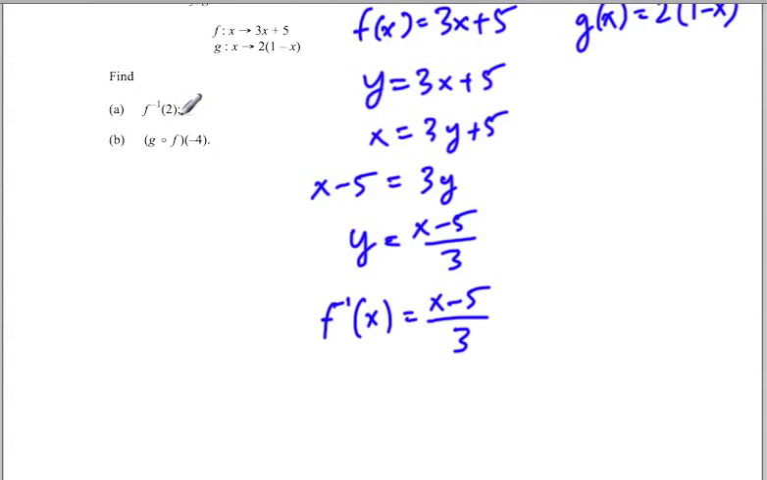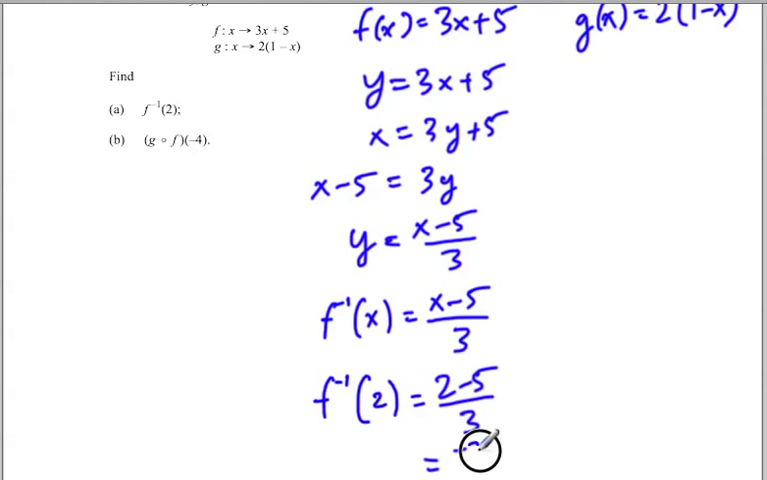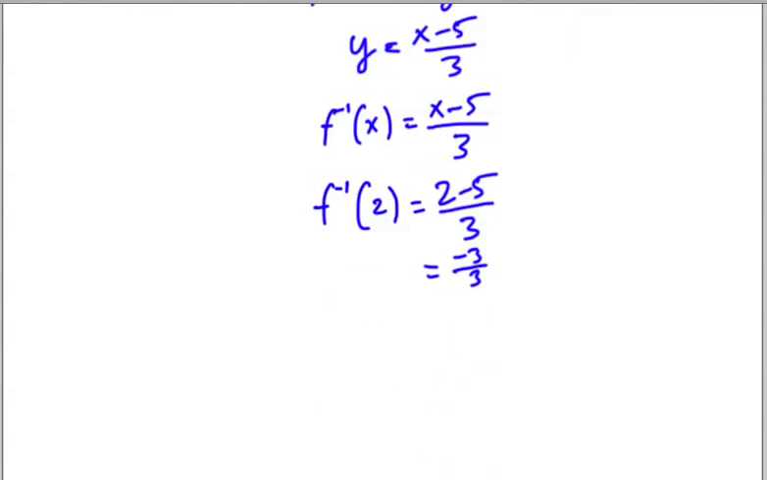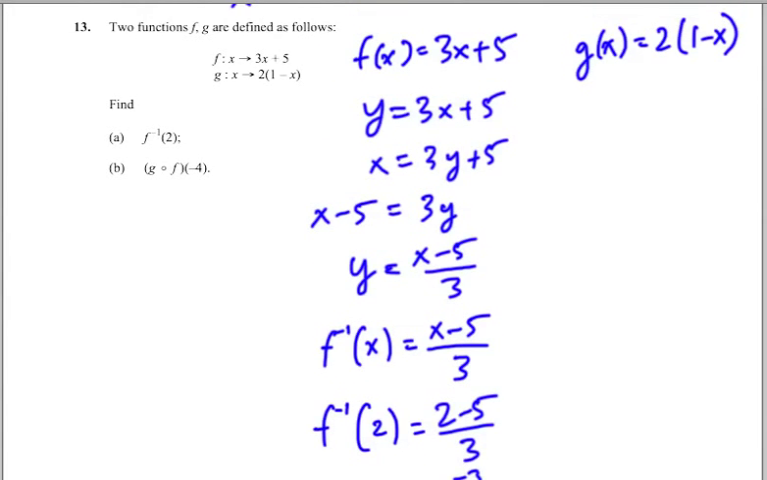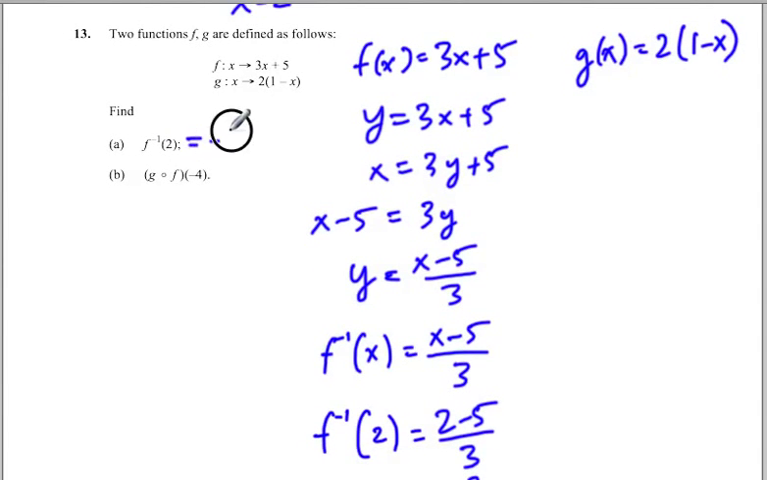Now, they didn't ask us for f inverse of x. They asked us for f inverse of 2. So we just have to plug that in. f inverse of 2 is equal to 2 minus 5 divided by 3, right? Which is equal to negative 3 divided by 3, which is equal to negative 1. So the answer to this is negative 1.